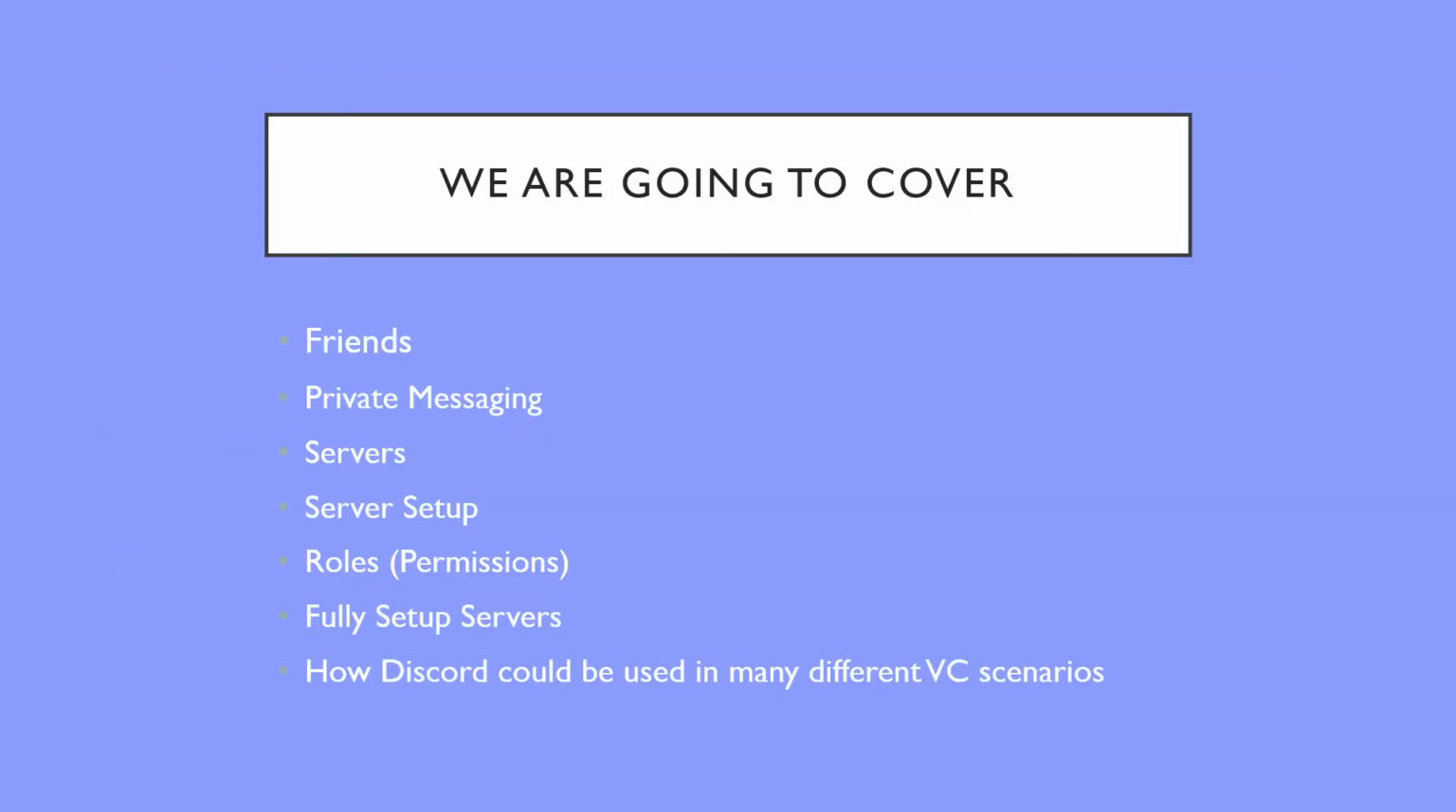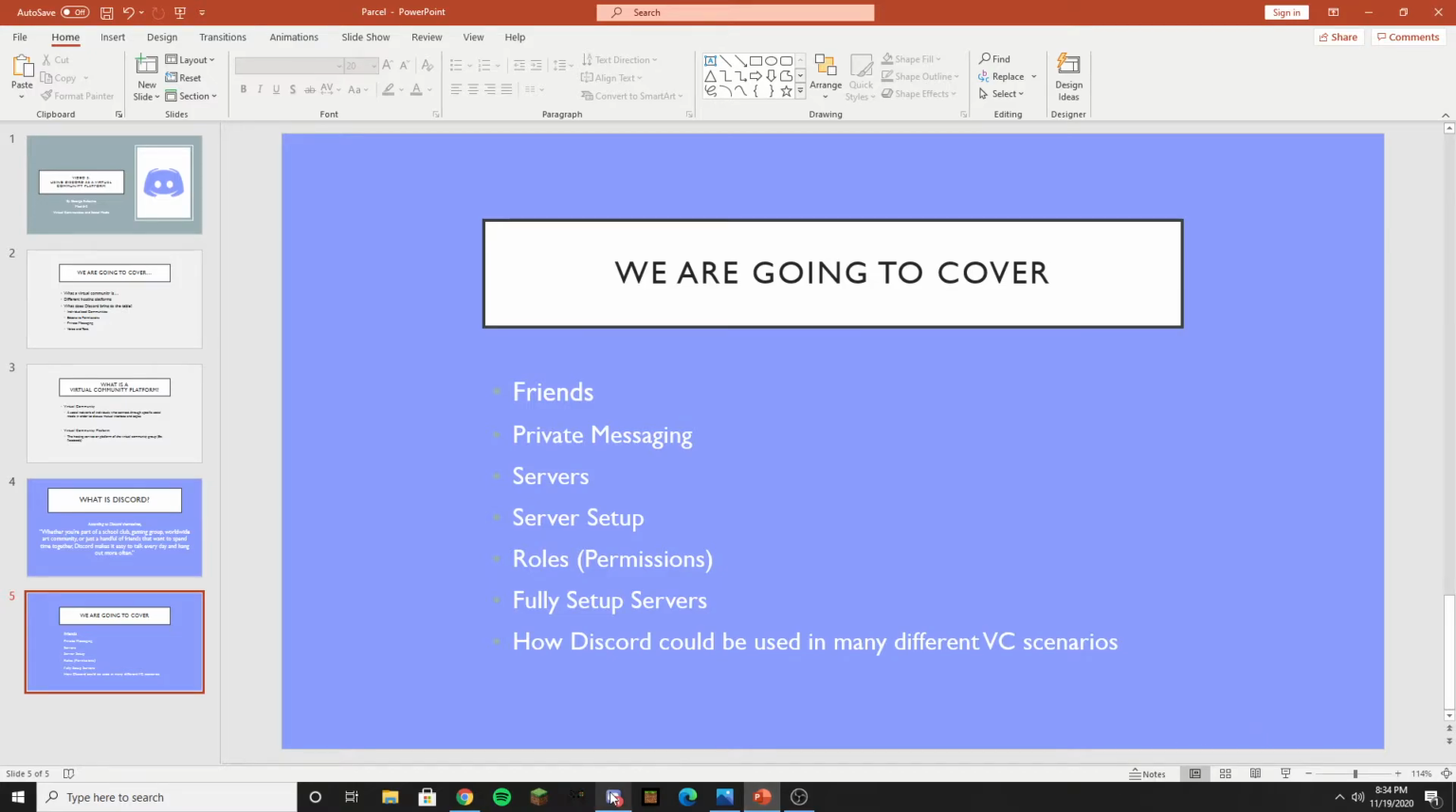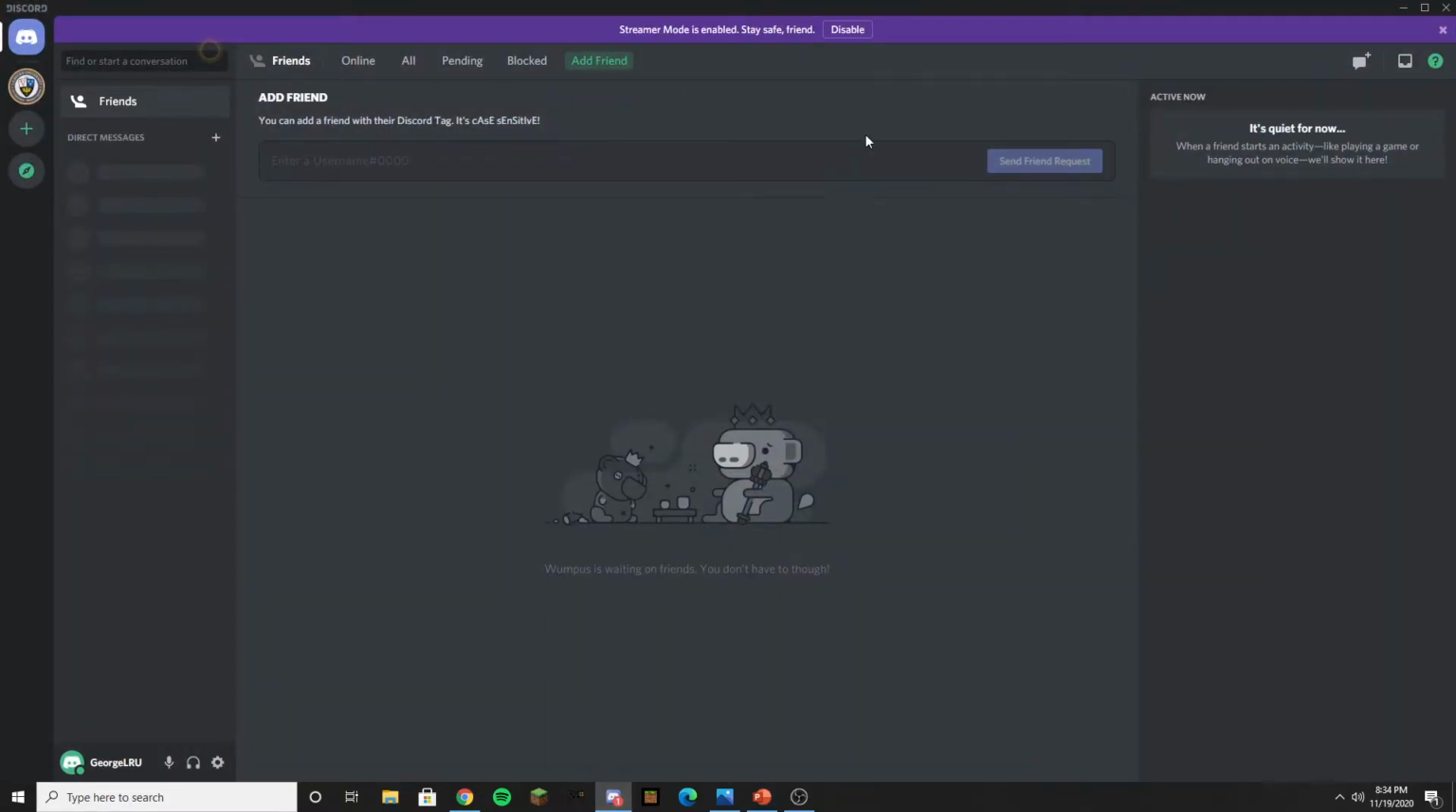The things in Discord that we're going to cover are friends, private messaging, servers, and setting up a server. Roles are the permissions of the server. So a teacher would of course have different permissions than the student, etc. We're going to look at some fully set up servers and how they look fully fledged out, and we're going to look at how Discord can be used in many different virtual community scenarios, not just education or not just one specific thing.